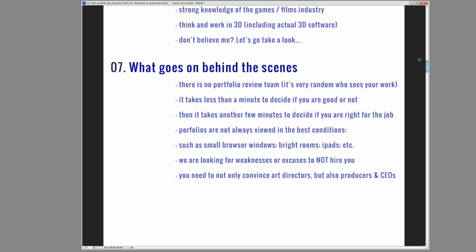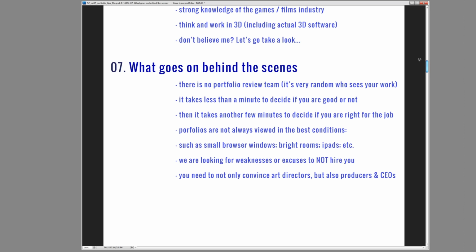And then it takes another few minutes to decide if you're right for the project or for the job, because if someone's good, it doesn't necessarily mean they're actually a fit for the project. There are a lot of good designers out there, but for the projects that we're hiring for, they might not fit the bill. For example, we're looking for someone who does a lot of cultural World War II stuff, right? That's in development. Well, we're going to look for someone who has done that work before.